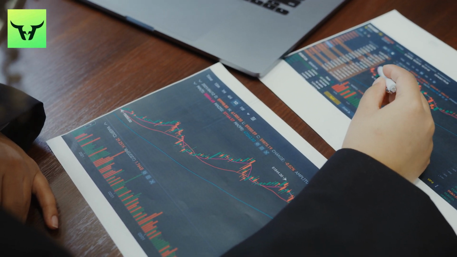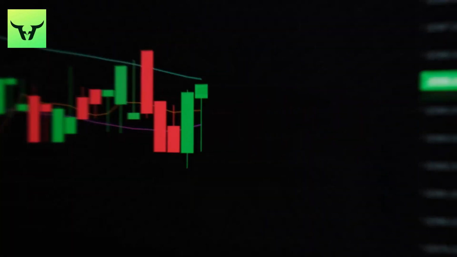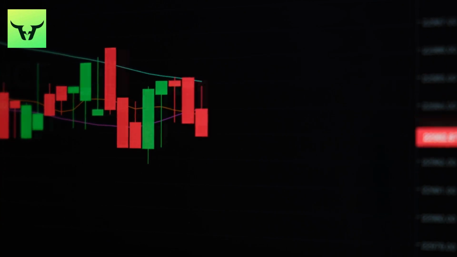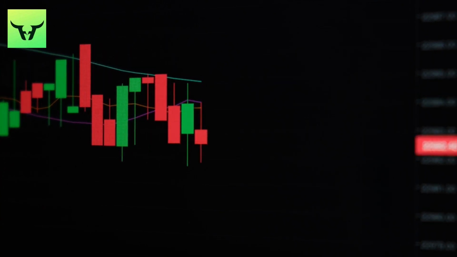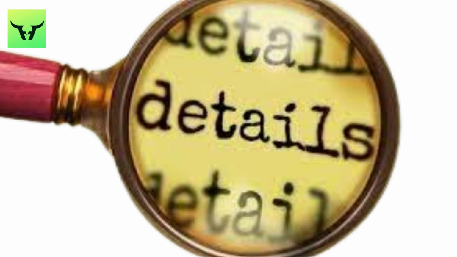In trading language, there are two forms of profit or loss. We call it PL for short. And guess what? They both matter. So settle in, and let's look at the differences between the two. Unrealized PL. Okay, everyone, now let's look into the details of unrealized PL.